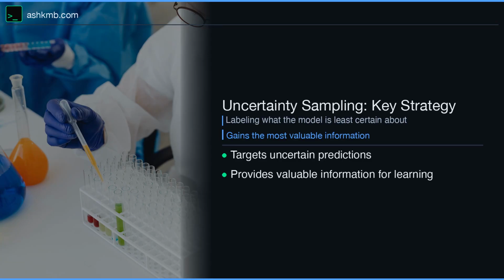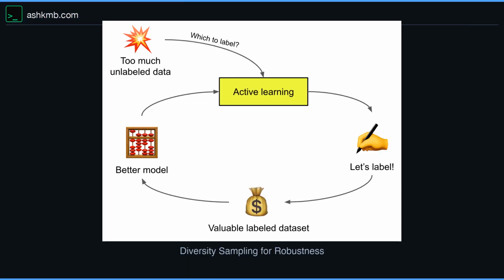Uncertainty sampling is one of the primary strategies in active learning. It focuses on labeling examples for which the model is least certain, potentially gaining the most valuable information. Diversity sampling helps represent the broader data distribution. By ensuring selected data points are diverse, this approach improves model robustness across various input types.